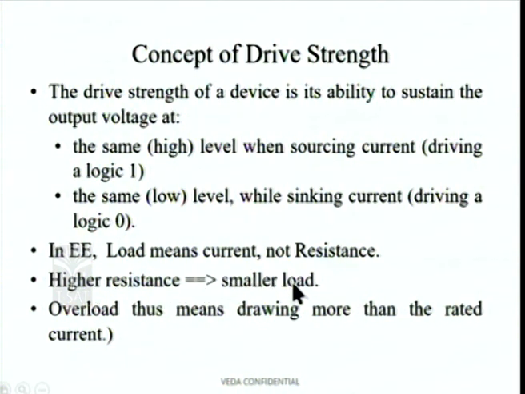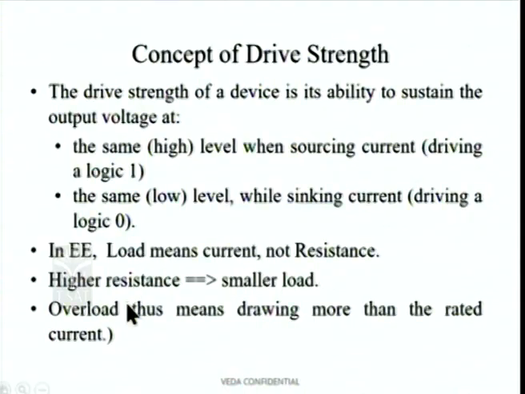Thus, in our homes, sometimes if there is an overload or a short circuit, more than the rated current flows, and if your house is wired with a miniature circuit breaker, MCB, that MCB trips. Why does it trip? Because the current flowing through the MCB is greater than its rated current. So, overload means drawing more than the rated current.